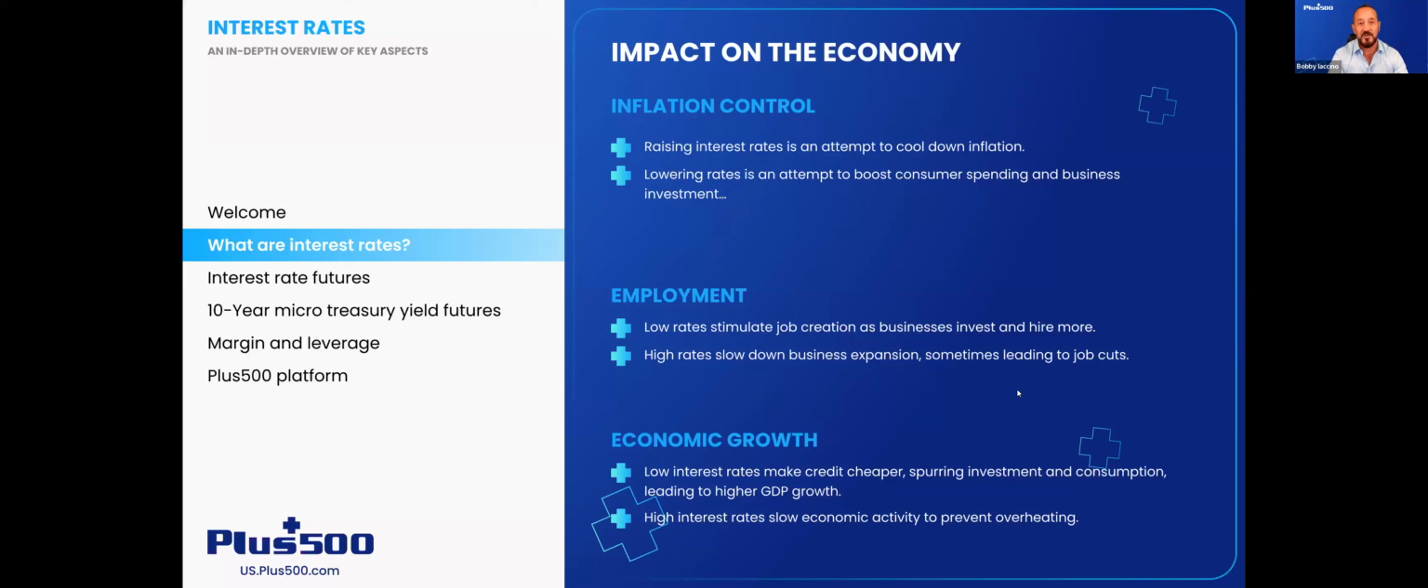It's the opposite of what I just described. If the Fed starts lowering rates, they're trying to make money cheaper for businesses and consumers to borrow and spend. That's the effect of that. Employment. Low rates stimulate job creation as businesses invest and hire more.